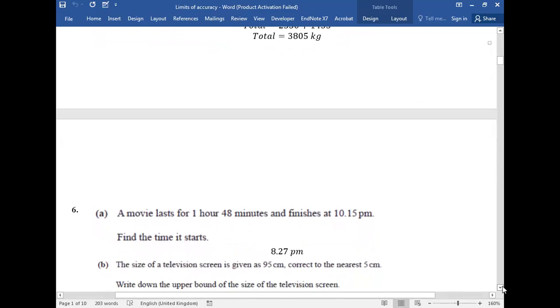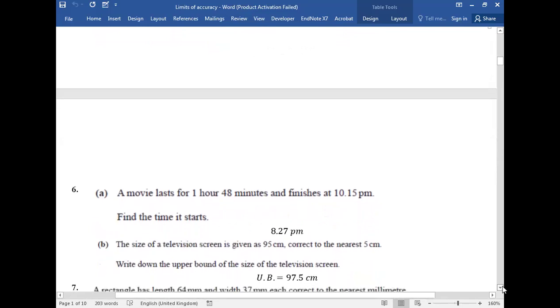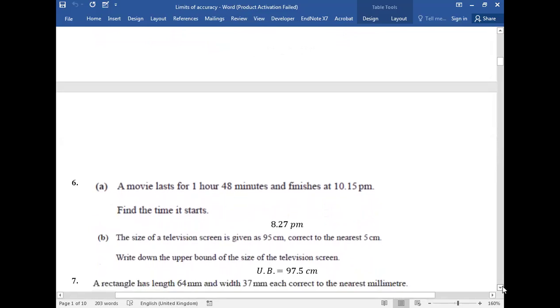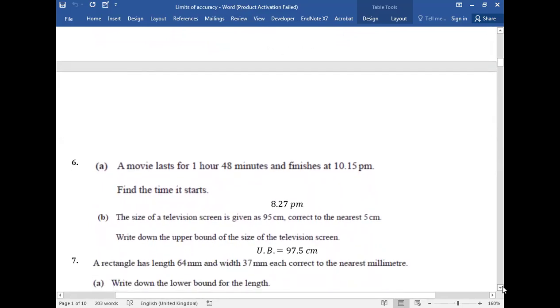Okay, class. The size of a television screen is given as 95 centimeters, correct to the nearest 5 centimeters. Write down the upper bound of the size of the television screen. निकालो upper bound. 97.5. How did you do it? 2.5. 2.5 add कर दिया. Easy. Why worry?